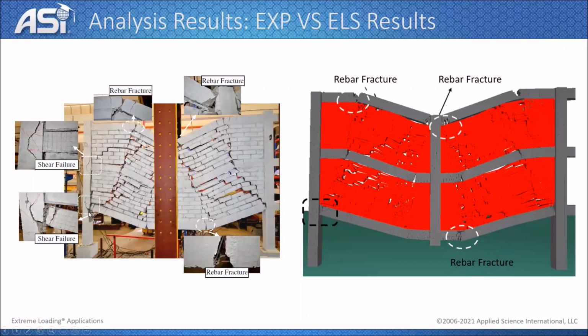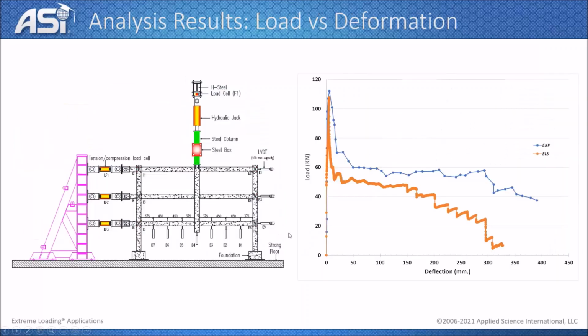We see here a shear failure that happened in the beam, and it is visible in here as well. And we can see also the cracking that's happening in the infill masonry walls and how they are matching with ELS results. Let's also compare in terms of load and deformation. So we are matching here very well the load as well as the deformations.